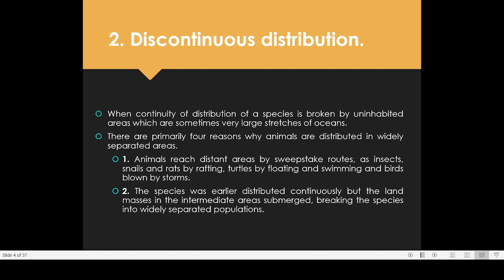Then there are primarily four reasons why animals are distributed in widely separated areas. Animals reach distant areas by sweepstake. Sweepstake simply means chance. The meaning of the word sweepstake: by chance they reach certain island. Or as insects, snails, rats by rafting. Raft means in Malayalam changada. So such type of, for example, natural raft may be formed.